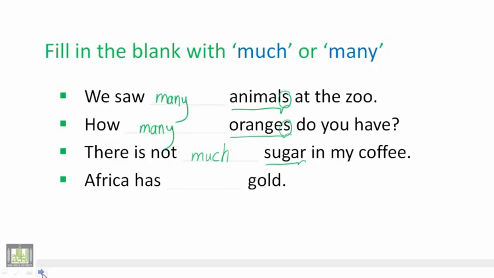Africa has, again, gold is part of metals, that we have just come across in previous slide.